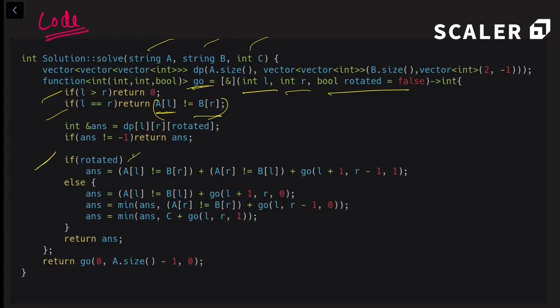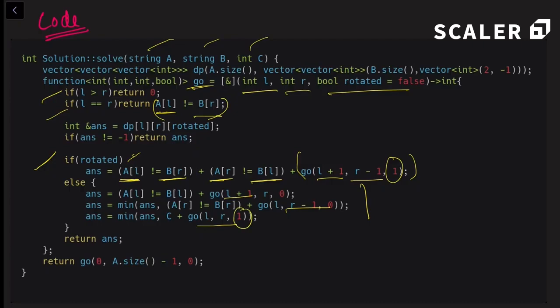If rotated is true, we can do just one transition, and that is we'll check the first character of our string with the last character of string B, and the last character of our string with the first character of string B, and then after that I'll do the transition to L plus 1 and R minus 1 with 1, right? Otherwise, I'll have three conditions. I can go to L plus 1, or I can go to R minus 1, or I can go to L, R but with rotation as 1.